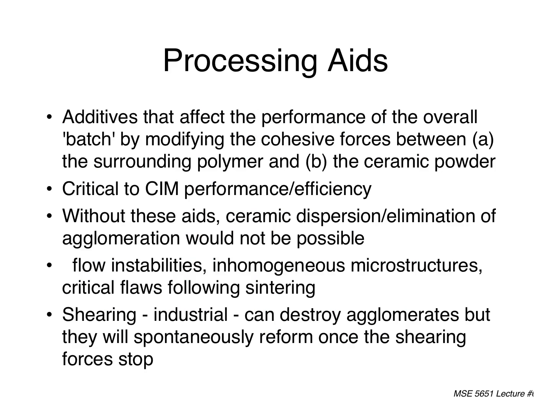So these processing aids, let's just go to this one. These are additives that affect the performance of the overall batch by modifying the cohesive forces, the ones that would try to pull these particles together, between the surrounding polymer and the ceramic powder. All right, so remember back at the beginning I talked about polyethylene and how it hates alumina and vice versa. This is how we modify this, using these processing additives.